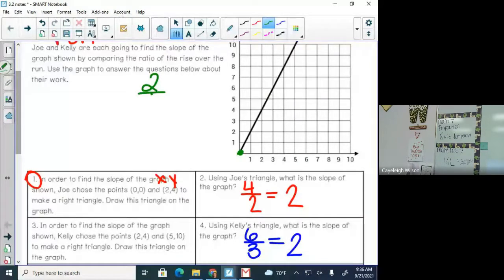So if I start here, you ready? Rise over run. So rise 2, run 1. Hey, look, it's another point. Rise 2, run 1. Look, it's a point. Rise 2, run 1. So it perfectly goes through it.